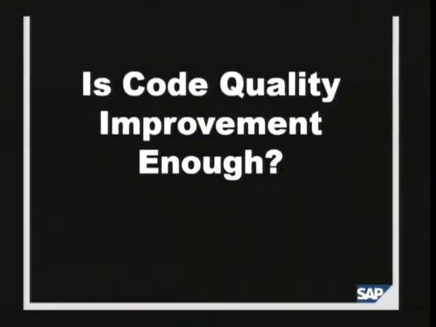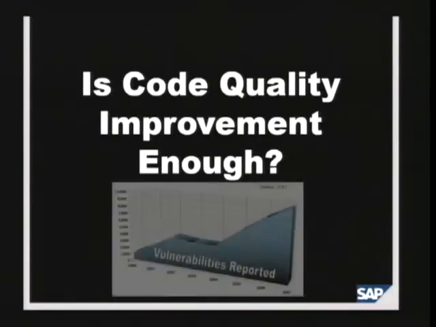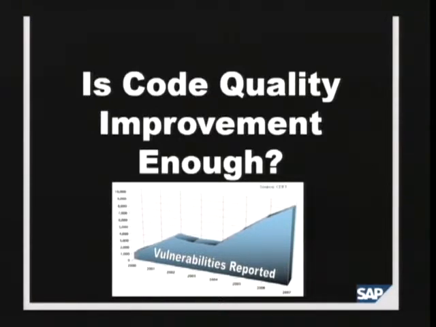So the question now is, is code quality improvement enough? So the answer is this graphic, right? Look at the number of vulnerabilities from 2000 to 2007. You see, the number of reported vulnerabilities has been increasing. So of course, if you do all of these things I explained in the software development lifecycle, your application is probably, let's say, secure enough. Might be secure.